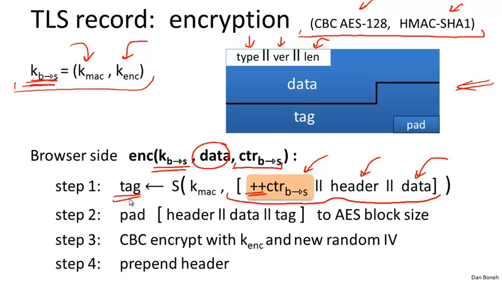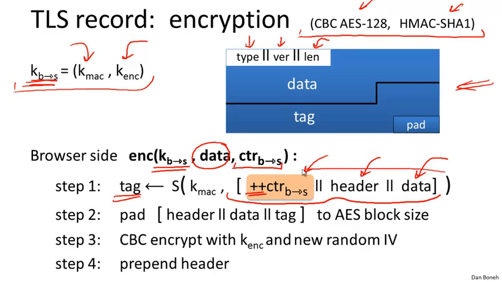So this is an interesting approach where even though the two sides maintain these counters that function as nonces, there's no reason to send the nonces in the record, because both sides already know what counters to expect in every record that they receive. Okay, so that's the tag.